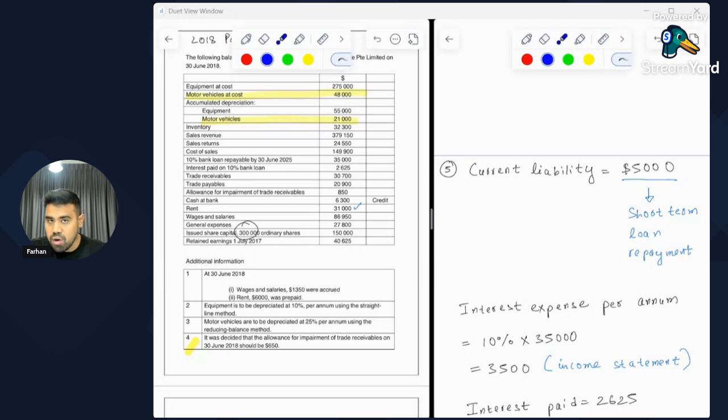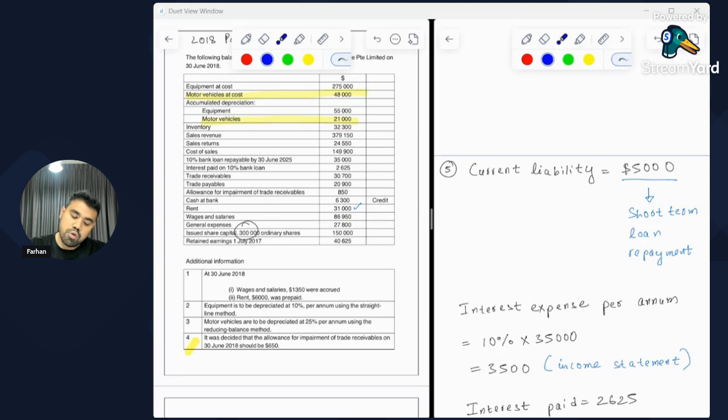And why is this current? Because we expect to repay this loan within the next 12 months. Given that we're preparing the income statement at 30 June 2018, and the next 12 months from 30 June 2018 would be 30 June 2019, this repayment of $5,000 clearly falls within the definition of a current liability, which is simply referring to obligations that are due for repayment in the next 12 months.